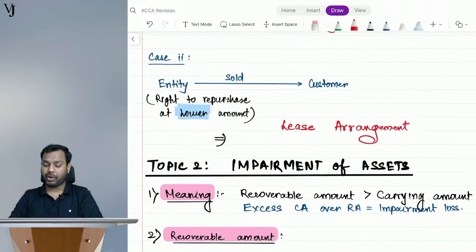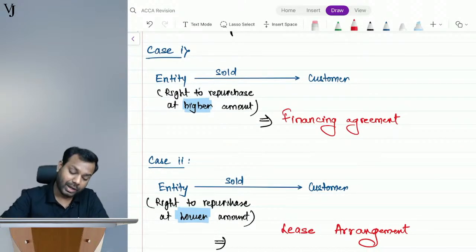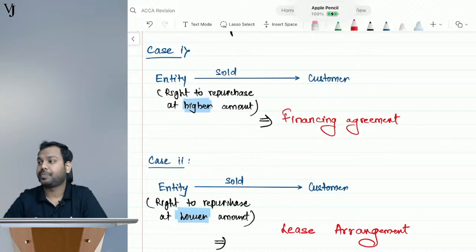Before we start topic 2, we have completed our revenue chapter, guys. If you have any queries on revenue, let's discuss it now.